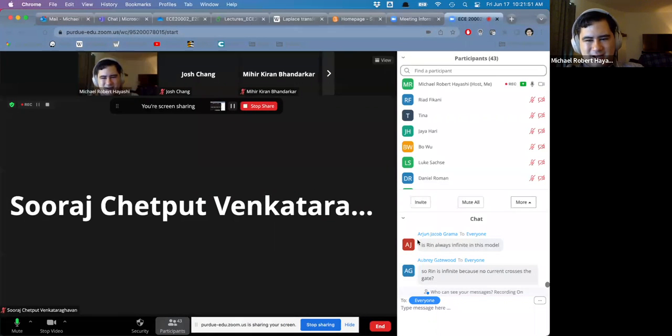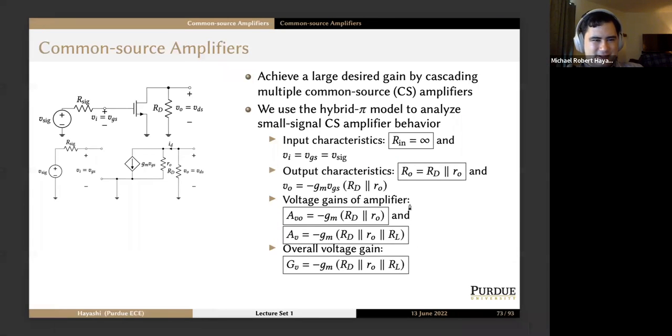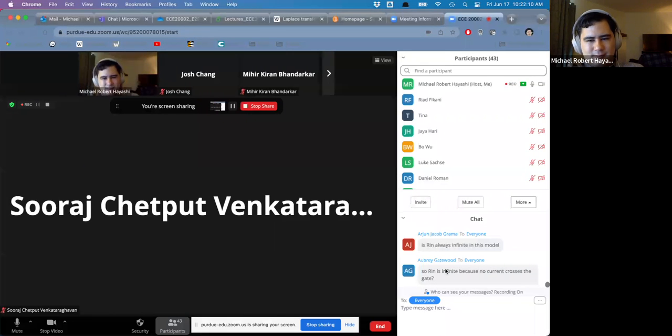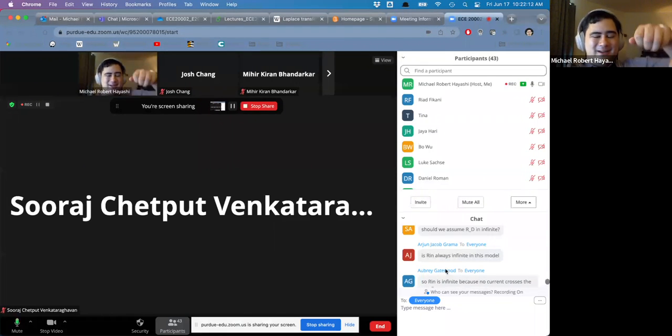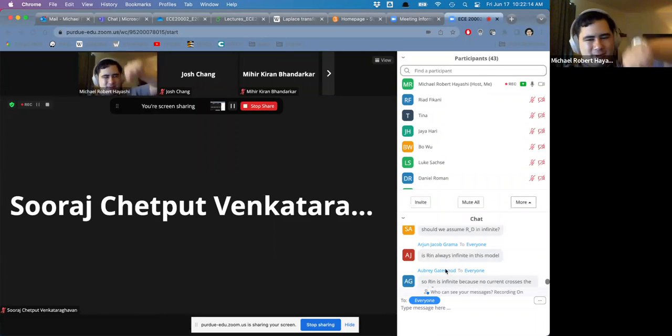Rin is infinite because no current crosses the gate? Absolutely. So that means if you were to measure the resistance between the gate and source of a MOSFET, if we were to physically take a meter while the circuit was running, you would see that there's no current in there. So you would get infinite resistance if you were in ohm meter mode.